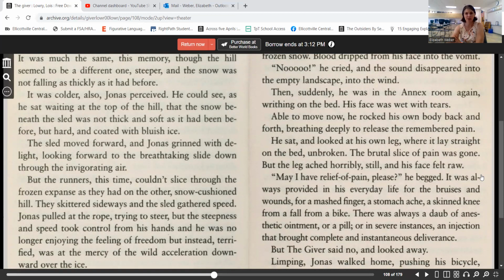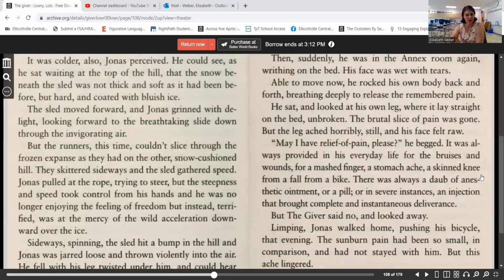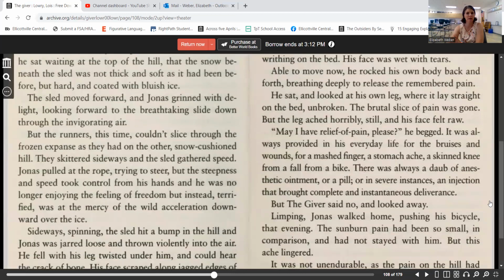He sat and looked at his own leg where it lay straight on the bed, unbroken. The brutal slice of pain was gone, but the leg ached horribly still, and his face felt raw. "May I have relief of pain, please?" he begged. It was always provided in his everyday life for the bruises and wounds, for a mashed finger, a stomach ache, a skinned knee from a fall from a bike. There was always a daub of anesthetic ointment or a pill, or in severe instances, an injection that brought complete instantaneous deliverance. But the giver said no and looked away.